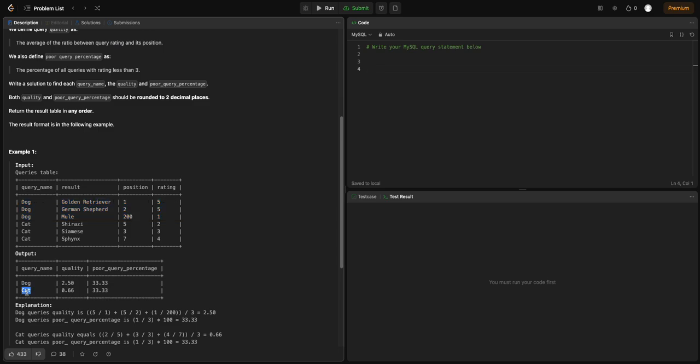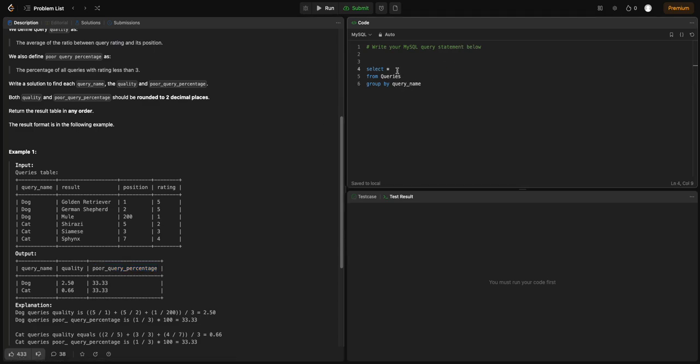So let's jump into writing the SQL query. First I'm going to say select star, using star as a placeholder, from the table queries, and I'm going to say group by the query name. The reason why I'm grouping by the query name is because we need to find the metric quality and the metric poor query percentage for each individual query name.